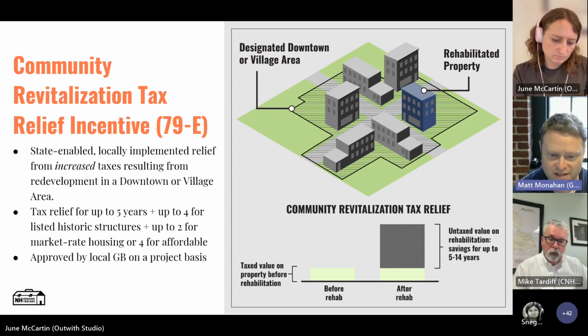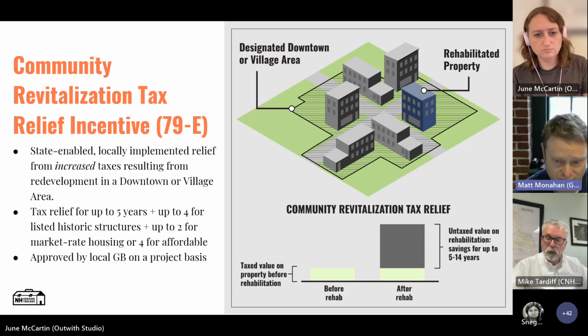One thing to be aware of is the green on that diagram right there. It doesn't actually take money out of the tax revenue now. That can be a common misconception. It just delays that increase for a small period of time.